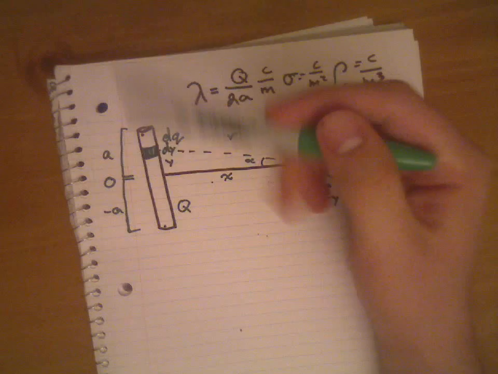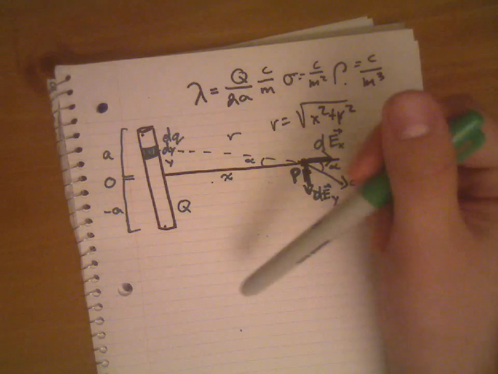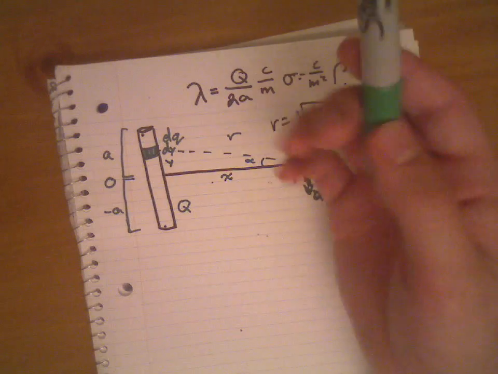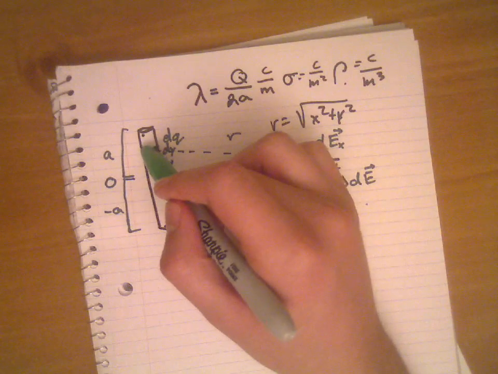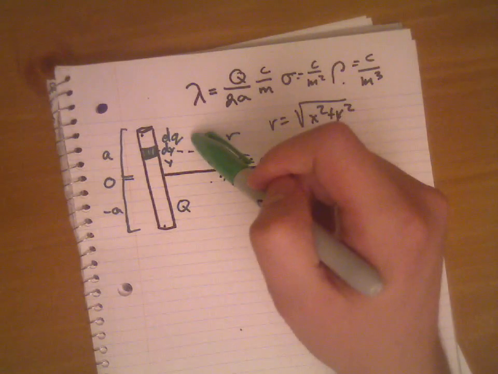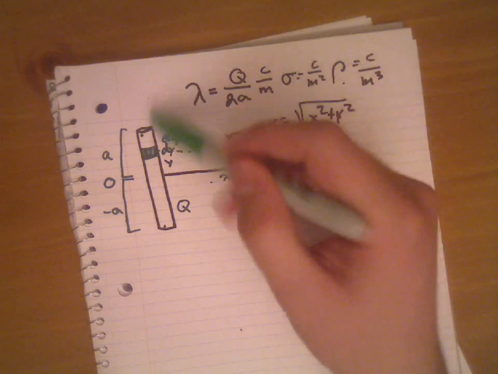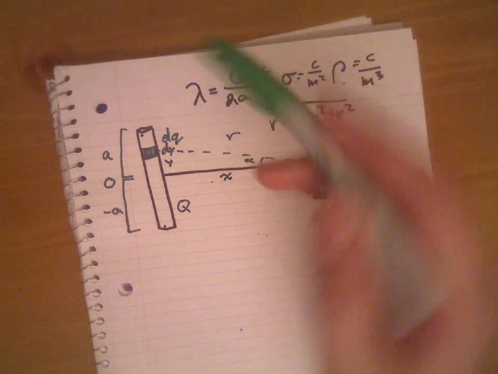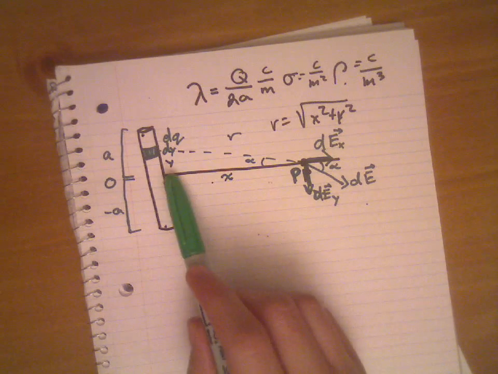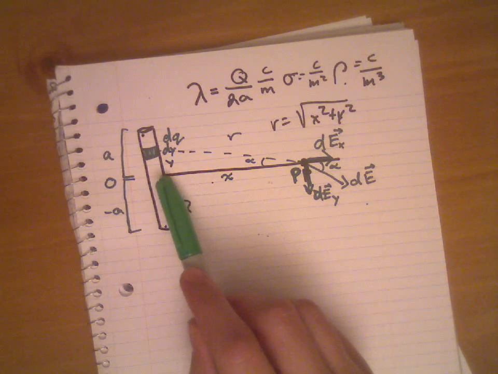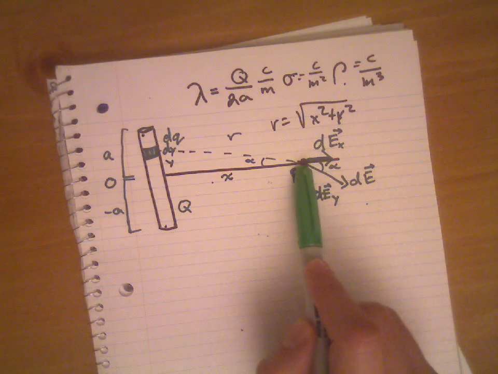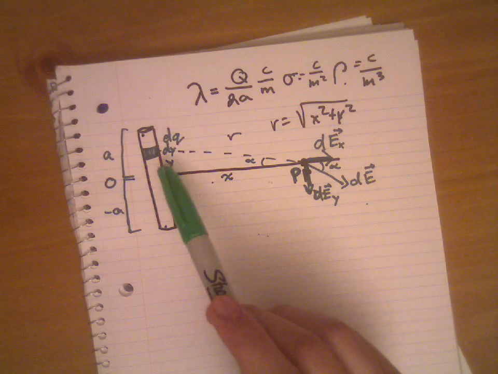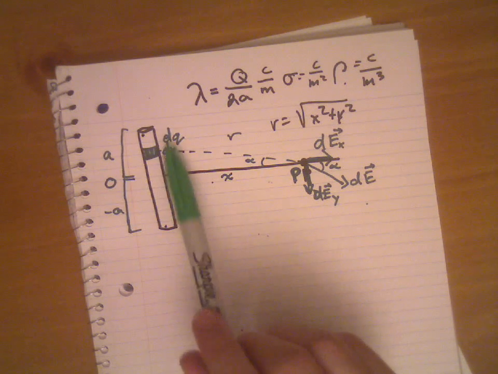So here we have a uniform rod, and we put a charge Q on it. Its length is 2a, and if we take a small section of this rod, it will be a length of dy and have a charge of dq. This will be important for the integration. Here's our y-axis, upward, and then here's our x-axis. We're going to call our length from our rod to the point P x, and we'll call the length from the origin to dy y.